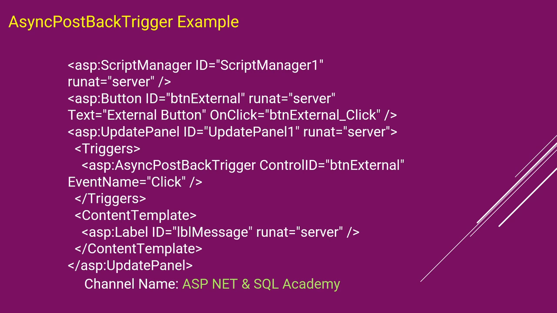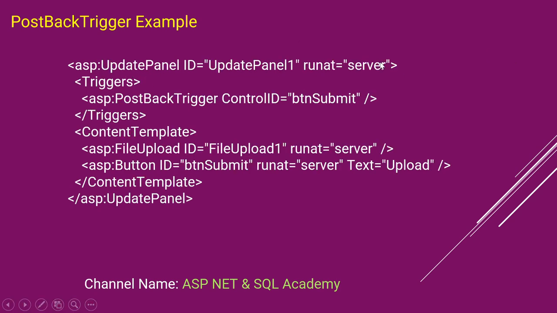This example shows how to use async postback trigger to link an external button to the UpdatePanel. It ensures a smooth Ajax experience. When you need full postback, like for file updates, use postback trigger. It allows server-side events that can't work via Ajax.